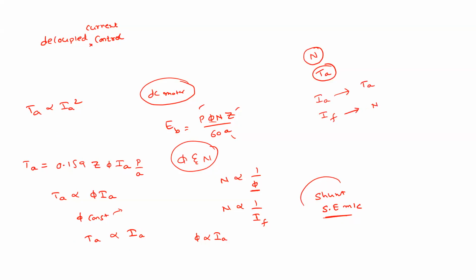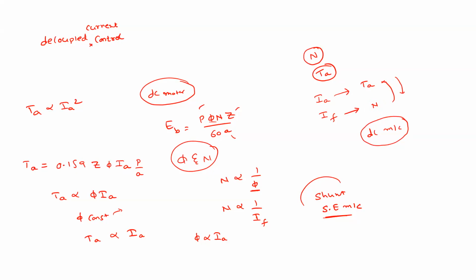If we assume this is a separately excited machine, then torque control is independent of speed control, and speed control is independent of torque control. That's why these DC machines were popular in early days, because the torque control and the flux control are decoupled.